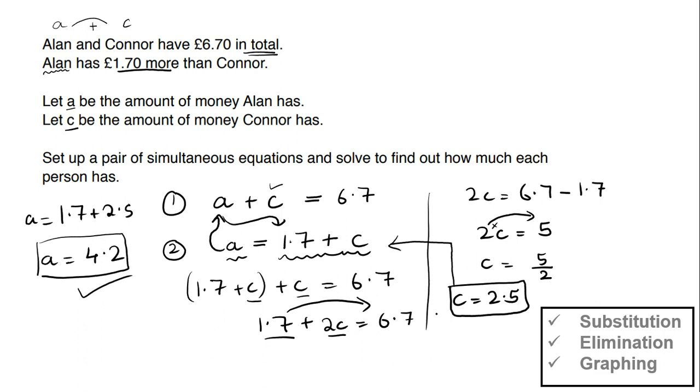I got my A, I got my C. I used my substitution method because I simply have A is equal to 1.7 plus C right from the beginning in the equation that I made. So I can just simply use substitution, substitute the A value into the first equation, figure out my C. Once I have my C, put it back in and check for my A. So that's pretty much it. That's how you solve your systems of equations.